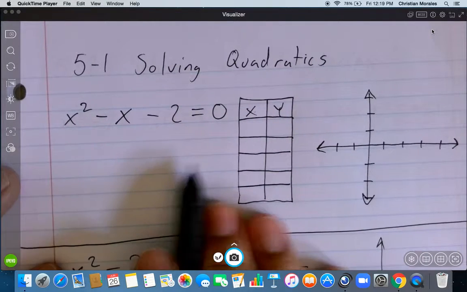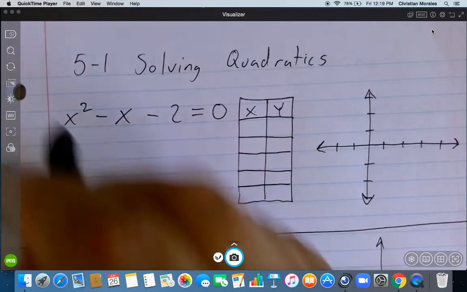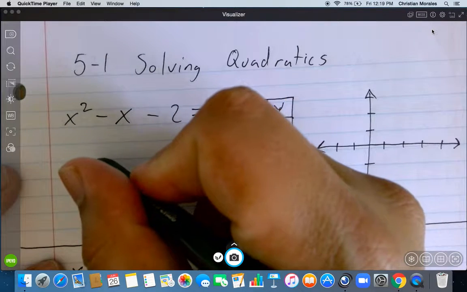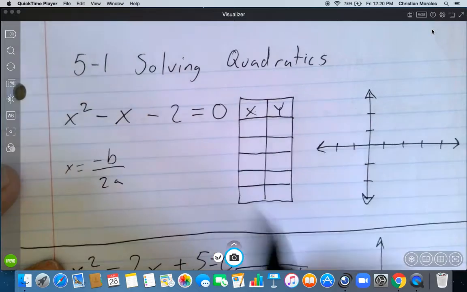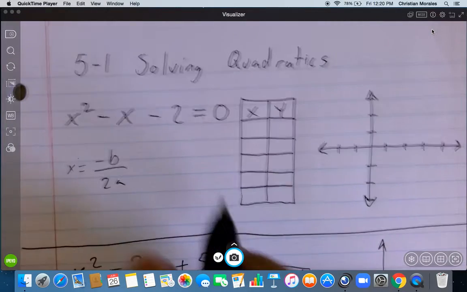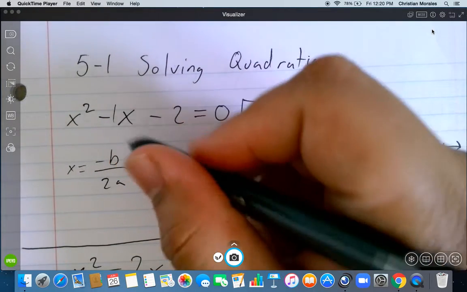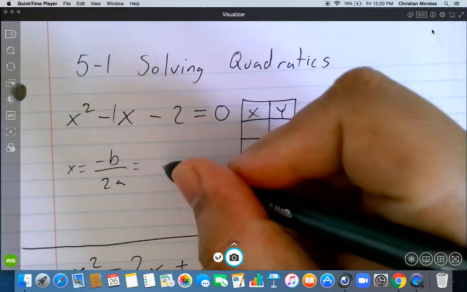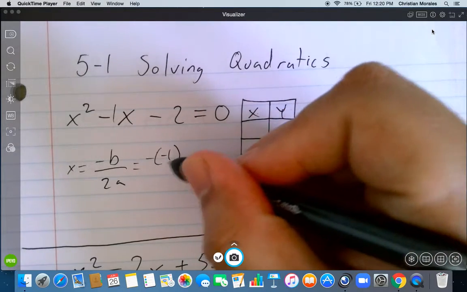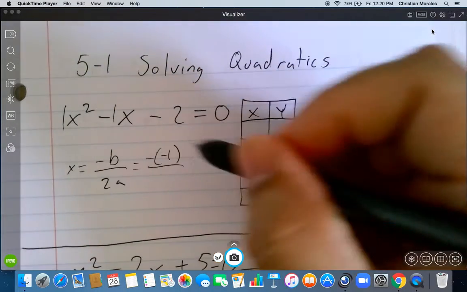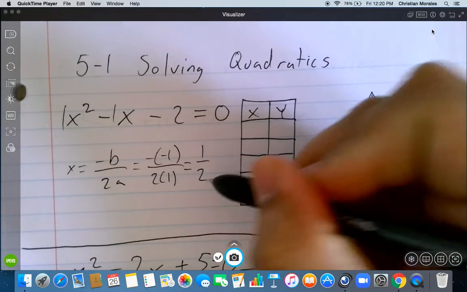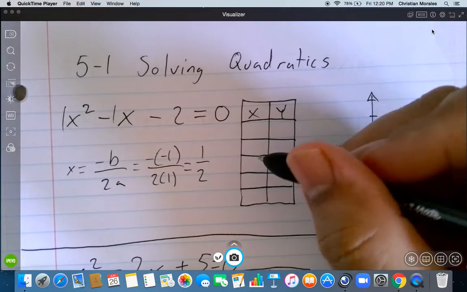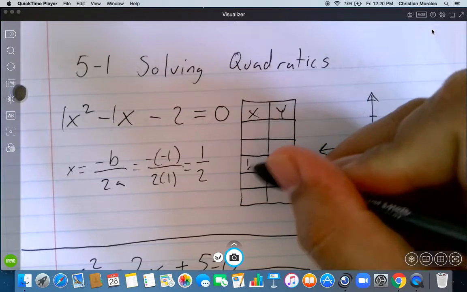Once that's out of the way, we're going to use the axis of symmetry formula, negative b over 2a. We're going to use the number that's b in here. That would be a negative 1. So negative, negative 1. And a is 2 times 1. So you get 1 over 2, which is 1/2. So the number in the middle is 1/2.